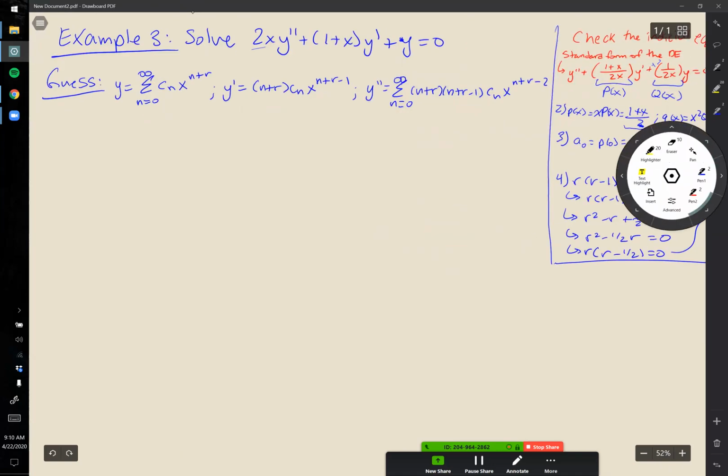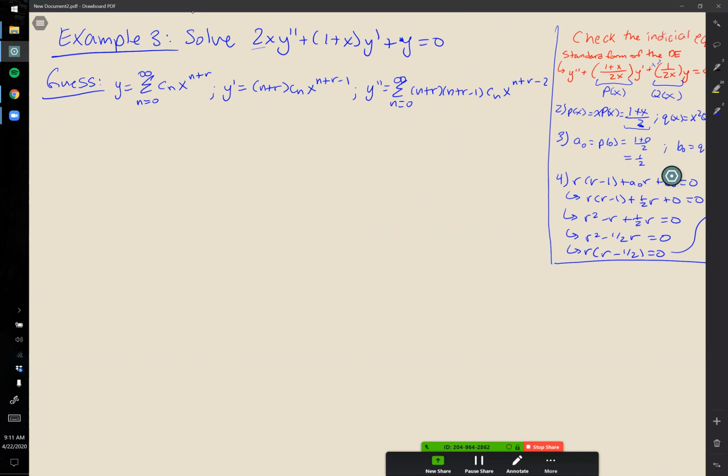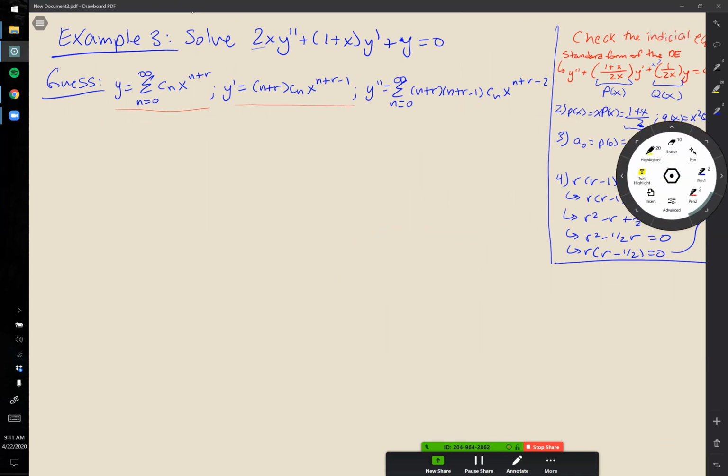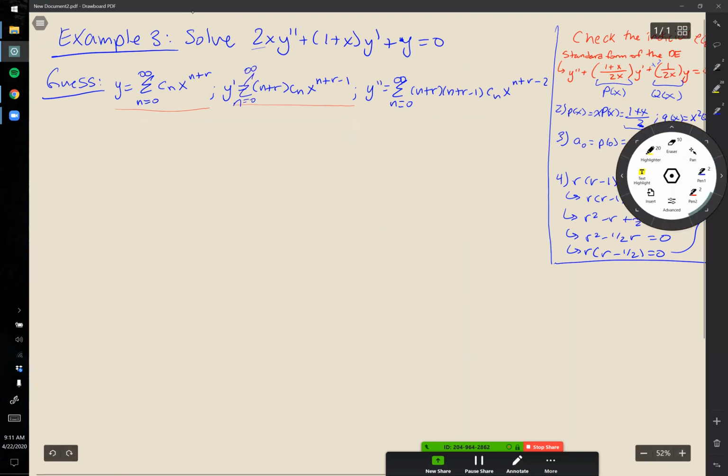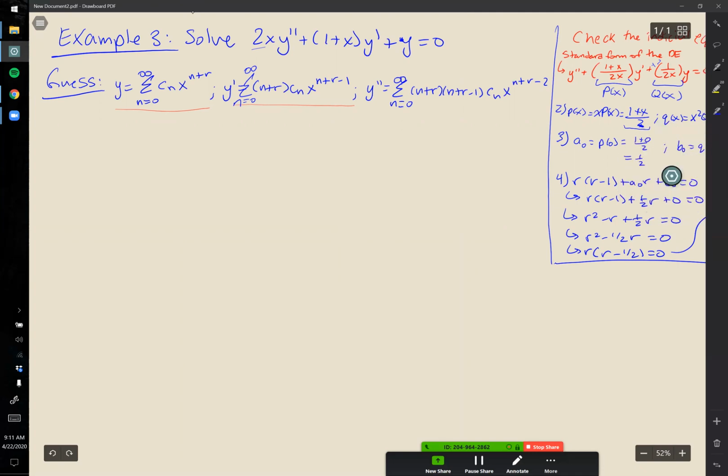So again, this is always going to be my guess for y, and therefore this is what y prime is. Oh wow, I forgot the series. Whoopsies. Okay, n equals 0 to infinity. And then we're going to go ahead and just plug in. So next step is just to plug into the DE.